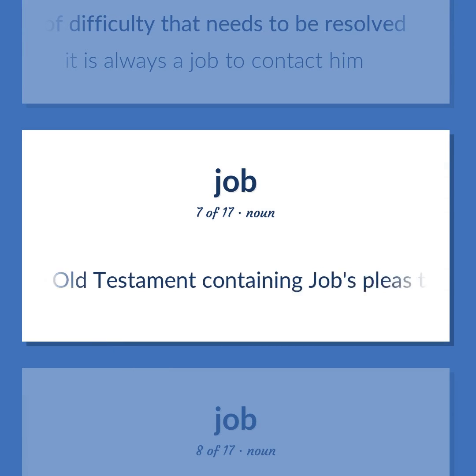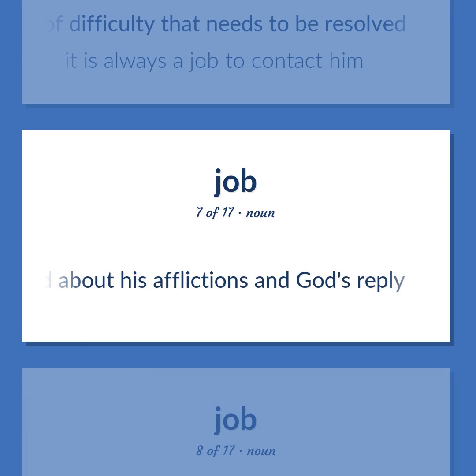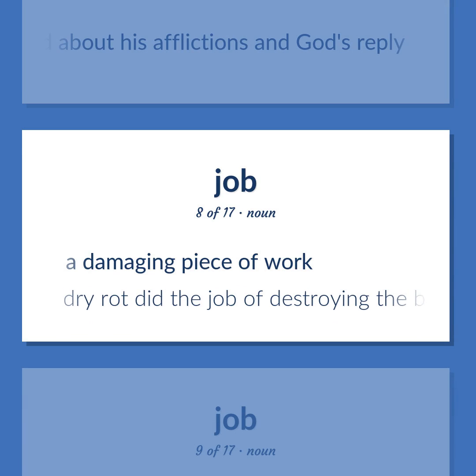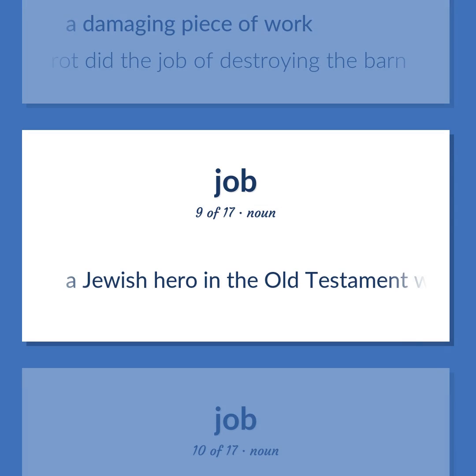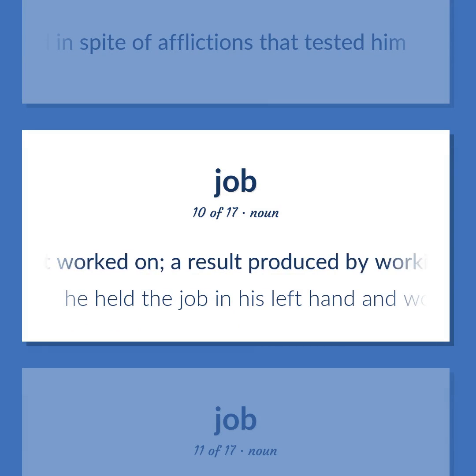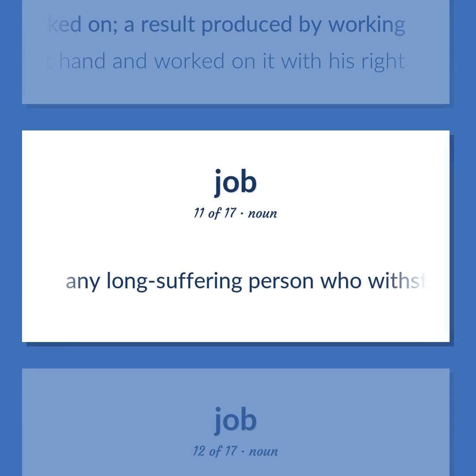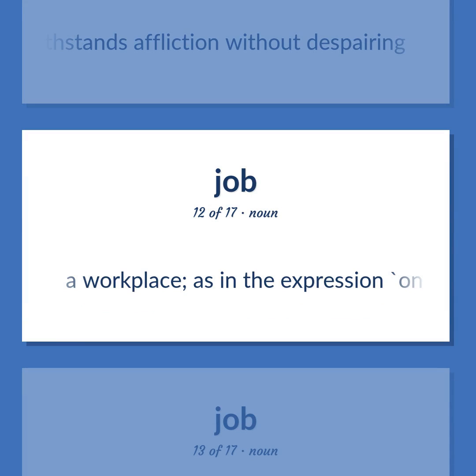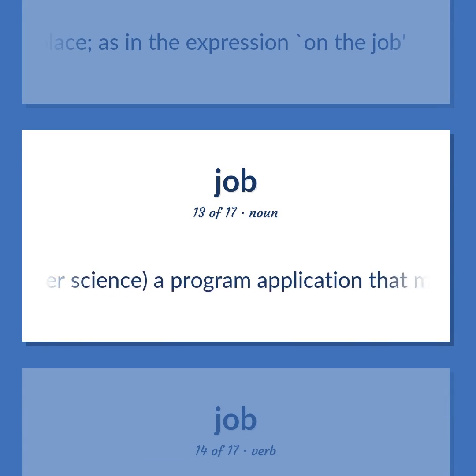A book in the Old Testament containing Job's pleas to God about his afflictions and God's reply. A damaging piece of work. Dry rot did the job of destroying the barn. A Jewish hero in the Old Testament who maintained his faith in God in spite of afflictions that tested him. An object worked on. A result produced by working. He held the job in his left hand and worked on it with his right. Any long-suffering person who withstands affliction without despairing. A workplace. As in the expression, on the job. Computer science. A program application that may consist of several steps but is a single logical unit.